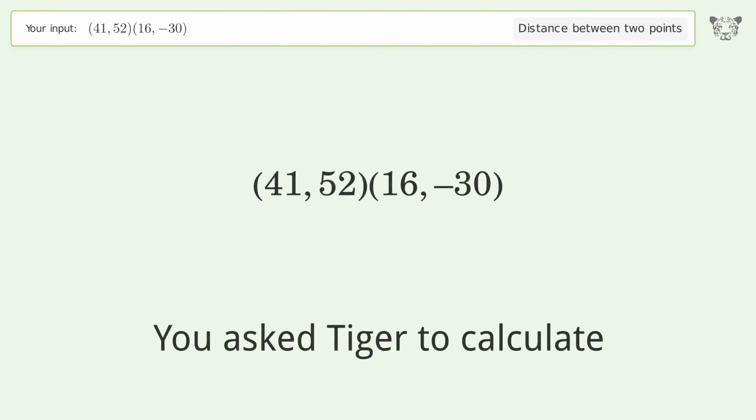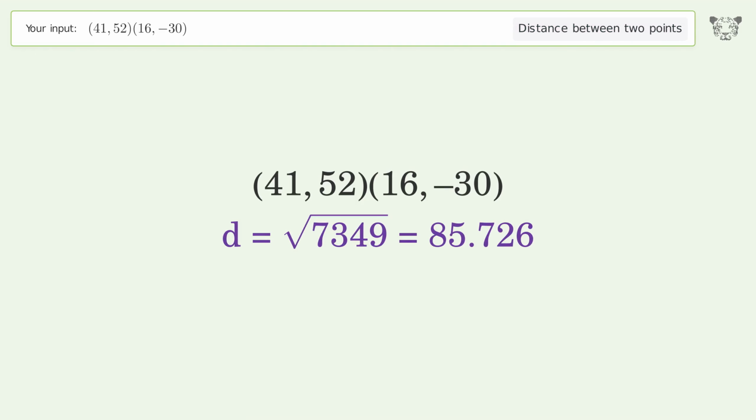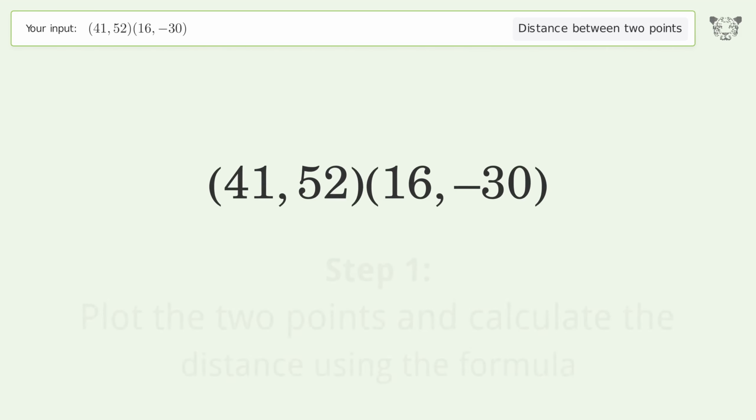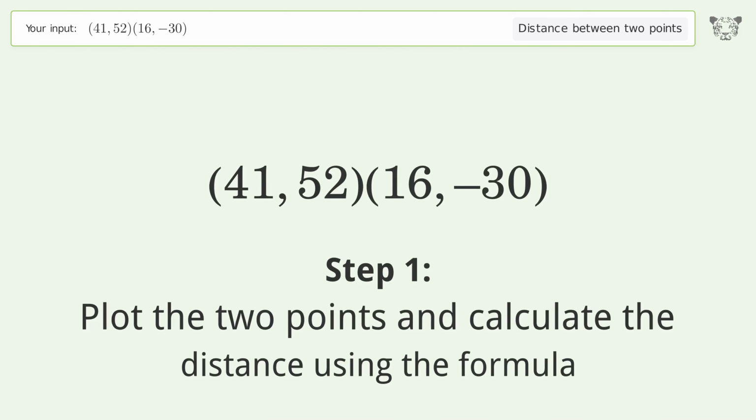You ask Tiger to calculate. This deals with the distance between 2 points. The distance between the 2 points is the square root of 7,349, or 85.726. Let's solve it step by step. Plot the 2 points and calculate the distance using the formula.